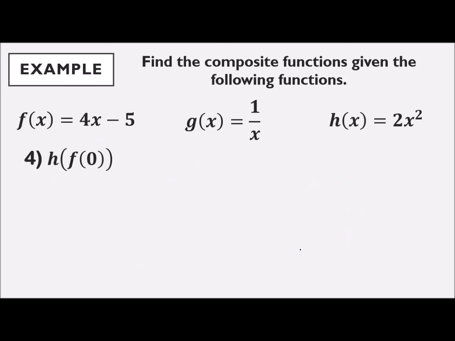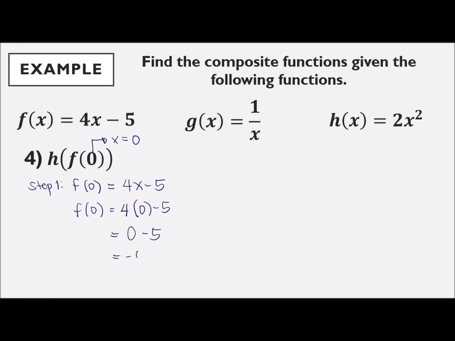H of f of 0. So, pwede yan. Okay lang kahit 0 ang substitute natin. So, katulad ng nangyari kanina, ang x daw natin ay 0. So, step 1 tayo. F of 0. Kasi yun yung nasa loob. Yun yung uunahin natin. So, ang f natin ay 4x minus 5. So, f of 0. So, lahat ng x papalitan ng 0. Then, minus 5. Then, 4 times 0. The answer there is 0 minus 5. So, the answer is negative 5.